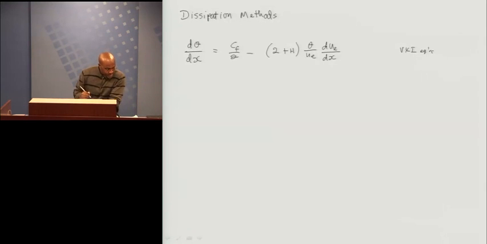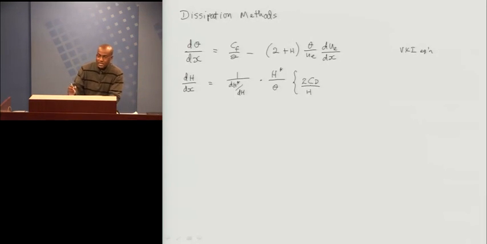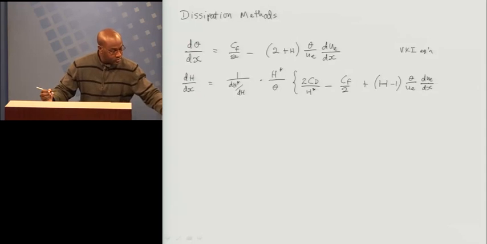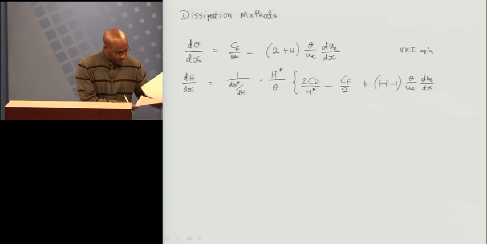And then we found the kinetic energy equation, which was dH/dx, 1 over dH star/dH, times CD, and this CD here is not the drag coefficient, but the dissipation coefficient, minus Cf over 2. Alright, so I think that's where we stopped.